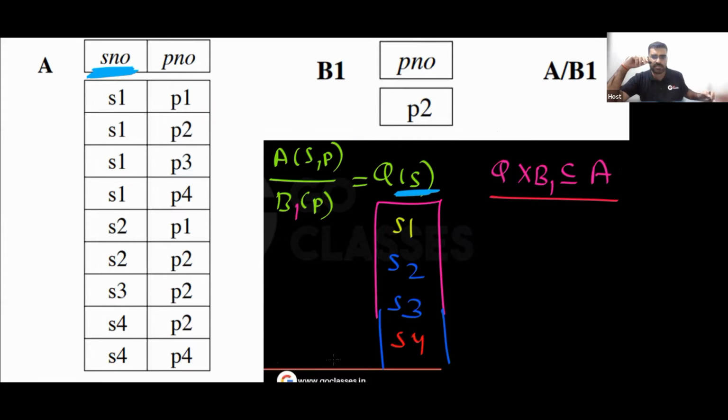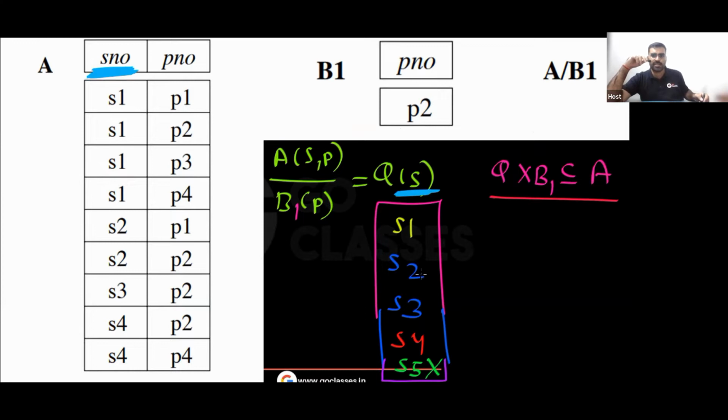For example, can I put S5 here? This S5 I cannot put. Why? Tell me what is the reason. Because S5 P2 is not here. If I put S5, then here you will have S5 P2 and there is no S5 P2 here. So this condition will be violated, so this S5 you cannot put. Is this clear?